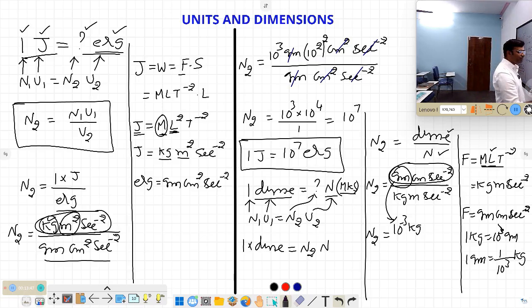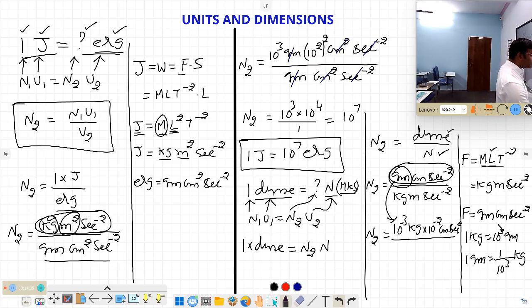Similarly, centimeter. 1 centimeter is equal to how many meters? 1 meter is equal to 100 centimeters. So 1 centimeter is equal to 1 by 100. 1 by 100 means that is 10 power minus 2 meters. Second, time anyway is the same, that is second minus 2.